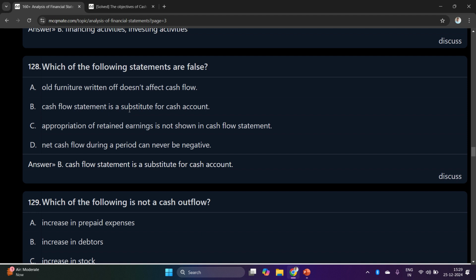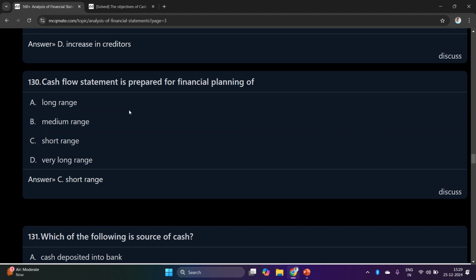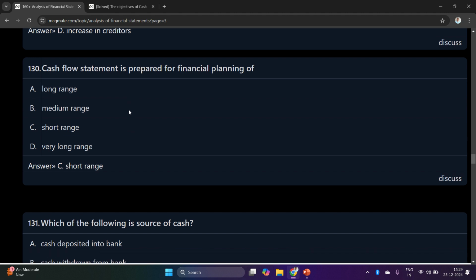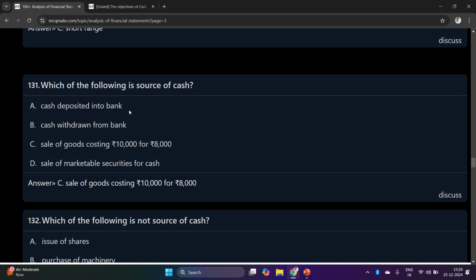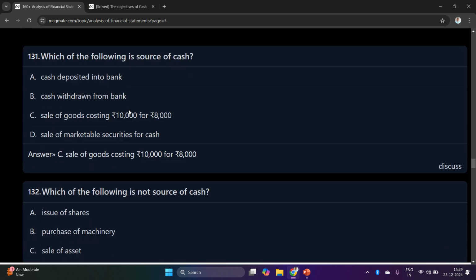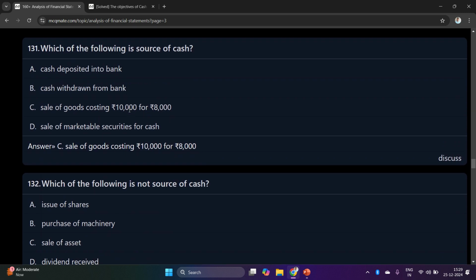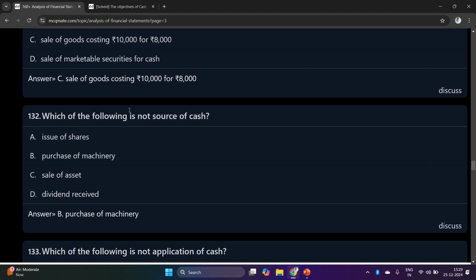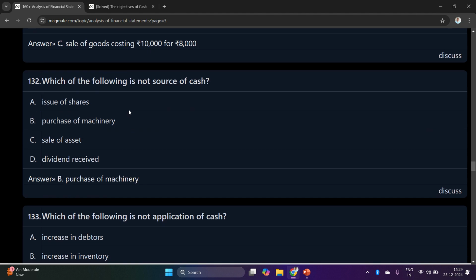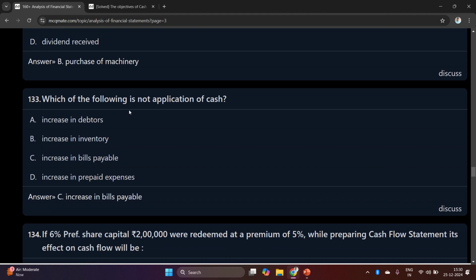Which of the following is not a cash outflow? Increasing creditors. Cash flow statement is prepared for the financial planning of short range. Which of the following is a source of cash? Sales of goods. Which of the following is not a source of cash? Purchase of machinery. Which of the following is not application of cash? Increase in bills payable. Actually, it is receiving.